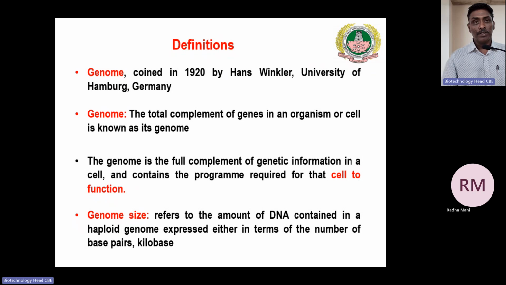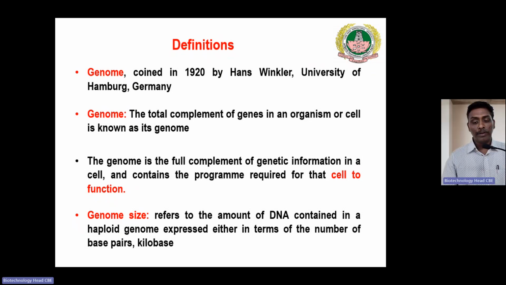The first one is the genome. The term genome was coined in 1920 by Hans Winkler from the University of Hamburg in Germany. What is the genome, or how is it defined? The total complement of the genes in an organism or cell is known as the genome. The genome is the full complement of the genetic information in a cell and contains the program required for that cell to function. What is genome size?